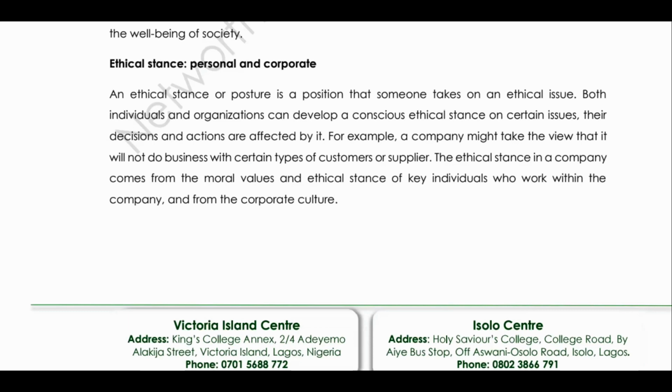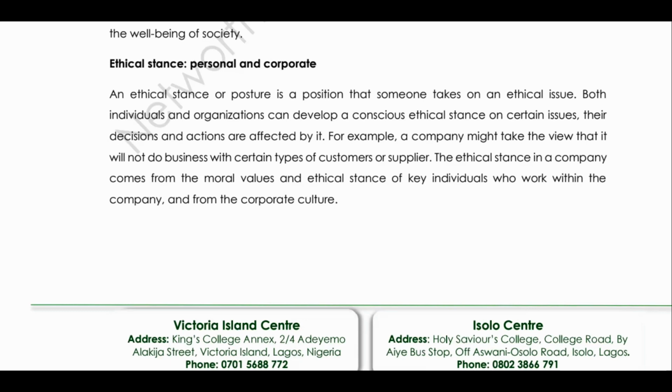Okay, ethical stance, personal and corporate. First of all, I need you to know this. I'm starting from the last sentence that I made on ethical stance: a company's ethical stance is based off the ethical stance of the individuals. Let me give you an instance. You agree with me that except in rare cases, a good boy will grow up into a good man. A good man is expected to marry a good woman. And both of them are expected to have good kids. And that is how an ethical family starts.